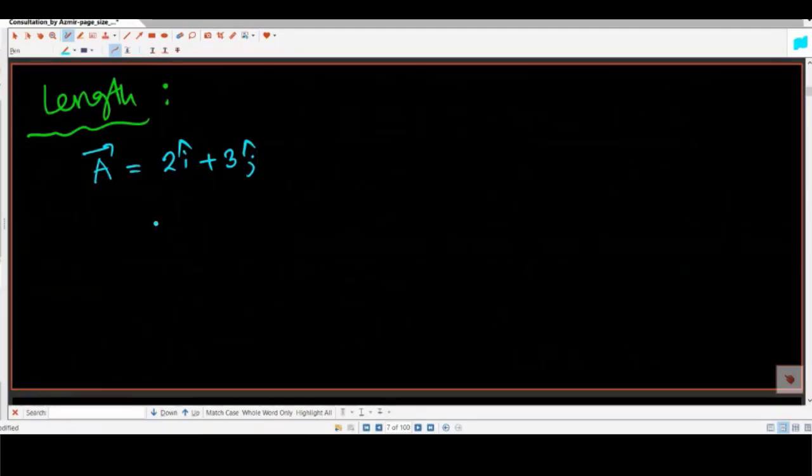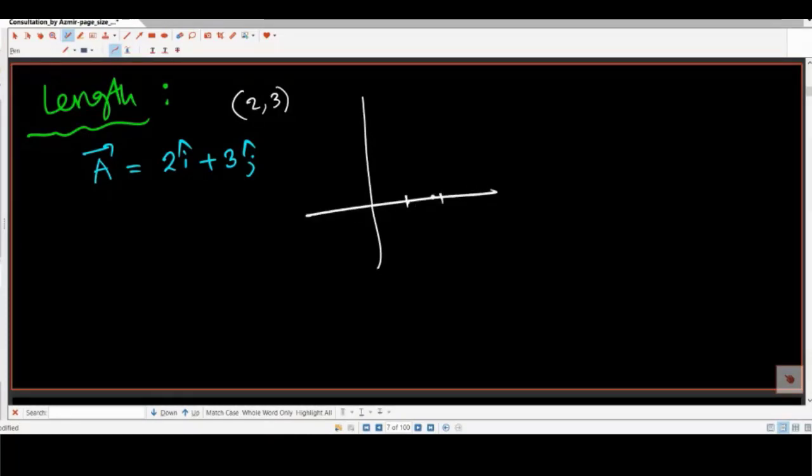Now let's talk about how to find the length of a vector. Let's say we have a vector a equals 2i plus 3j. This vector can be thought of as the point (2, 3): in the x direction 1, 2, in the y direction 1, 2, 3. So this is the position of this vector A. Any vector is directed from the origin to that point and is always shown by an arrow. So here the vector is this one.